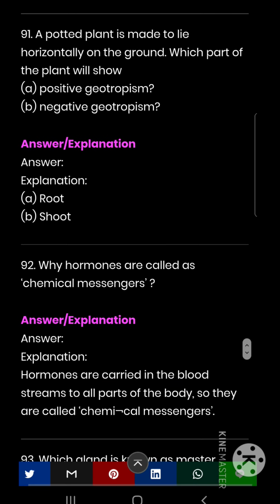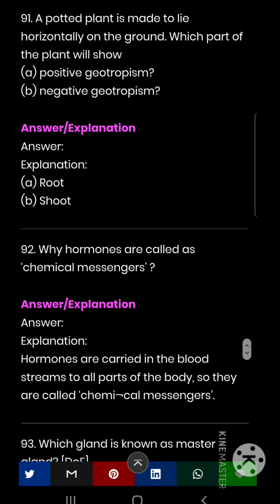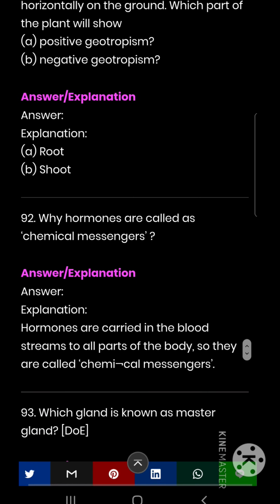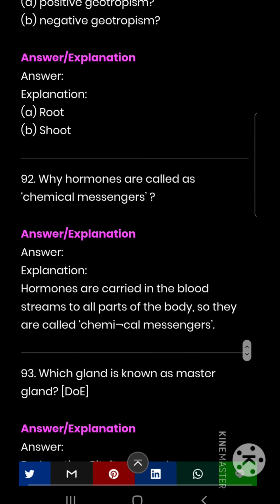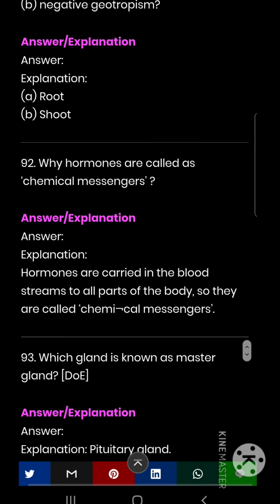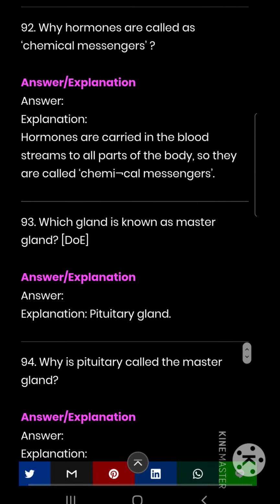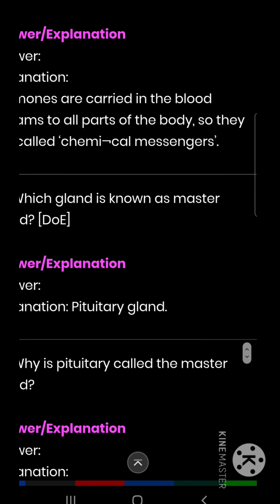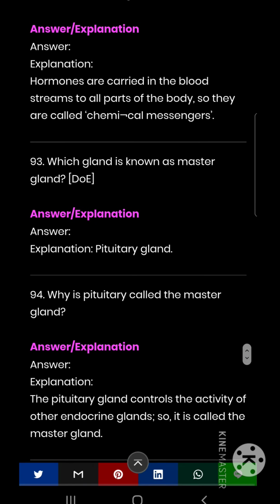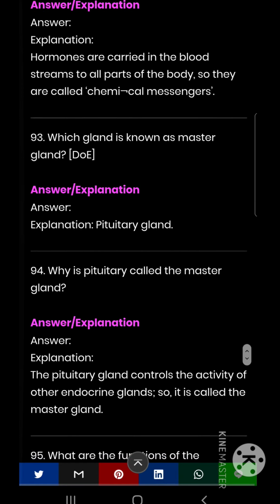A potted plant is made to lie horizontally on the ground. Which part of the plant will show positive geotropism and negative geotropism? Root shows positive geotropism. Shoot shows negative geotropism. Why hormones are called chemical messengers? Hormones are carried in the blood streams to all parts of the body, so they are called chemical messengers.